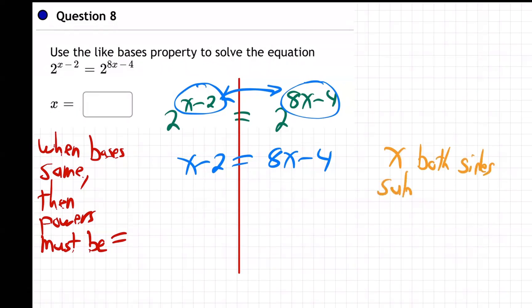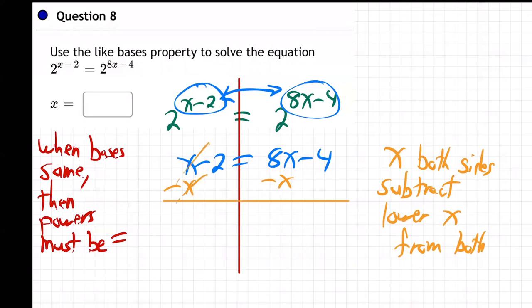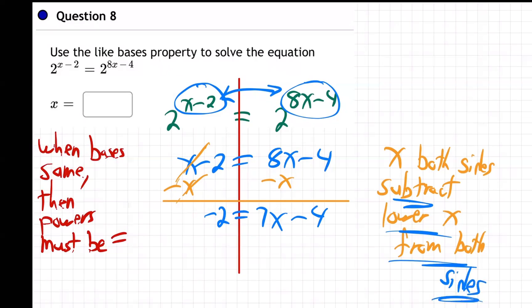You subtract the lower x from both. So I'm going to go minus x like that. And then that'll get rid of this one. Does that make sense there? And so we'll have what? Minus 2 is 7x minus 4. Everybody see what happened there? That's what you do when you have x on opposite sides: subtract the lower x from both sides.